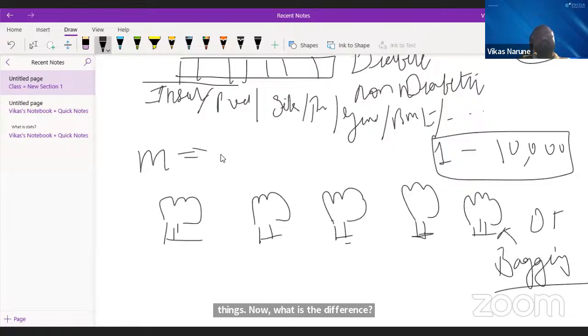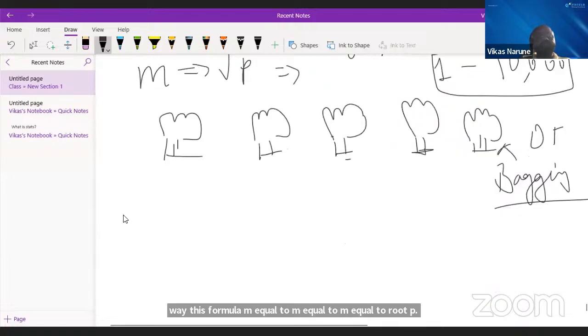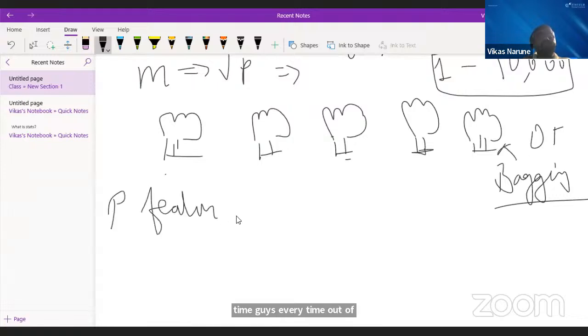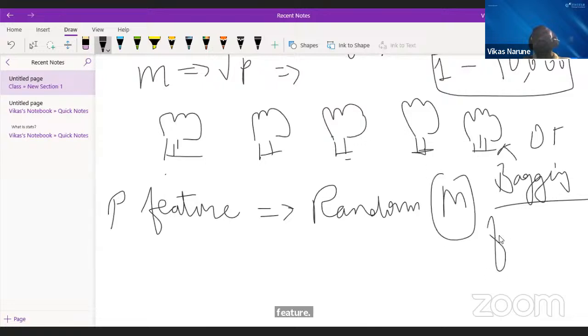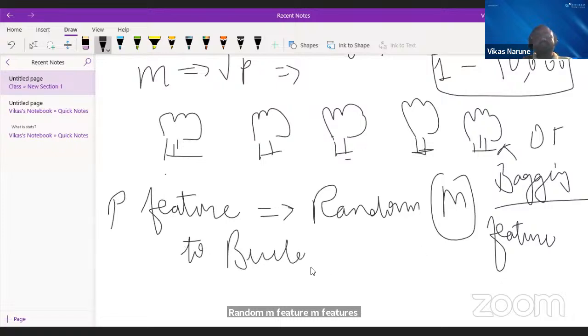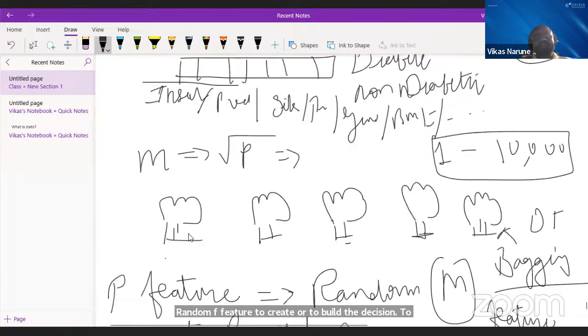This formula: m equal to root p. Every time, out of my p features, I take random m features to build the decision tree. This is what is done by the random forest.